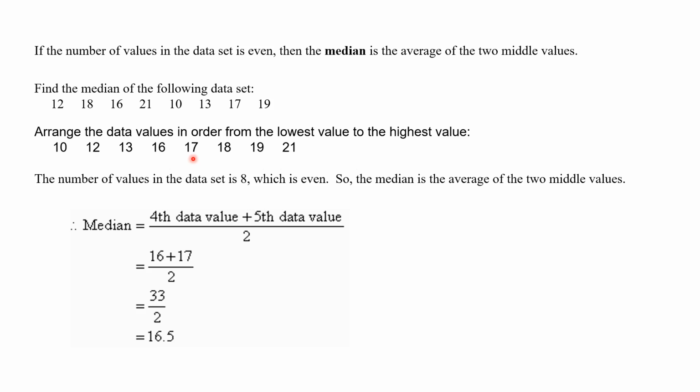How do we find the average? First we have to add those two, the 4th place and 5th place. That is 16 plus 17 divided by 2. Clear? When we add this, it becomes 33 divided by 2, which gives us 16.5. Is it clear? When the data set is even, we have to take the average of the middle values. Here there are 3 numbers on each side, and the middle two are at the 4th and 5th place. 16 plus 17 divided by 2 is 16.5.